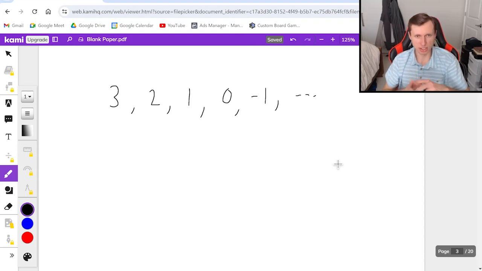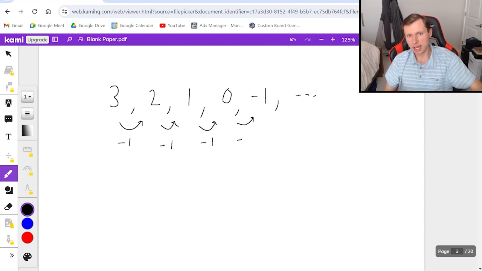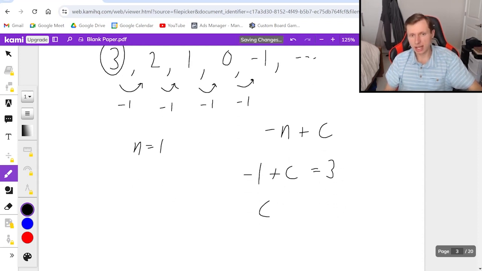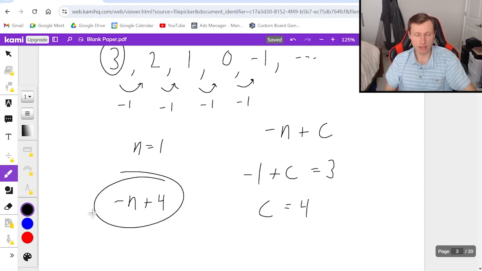And here's the solution. So I notice that these numbers are going down by 1 each time, which means that immediately I know it's -n plus some constant. And to figure out what the constant is, I got to check out my first number, if n equals 1. Because if n equals 1, that's -1 plus c, and I want it to be 3, because that's my first term. So add 1 to both sides, c equals 4. So my final answer is -n plus 4, and that's it.